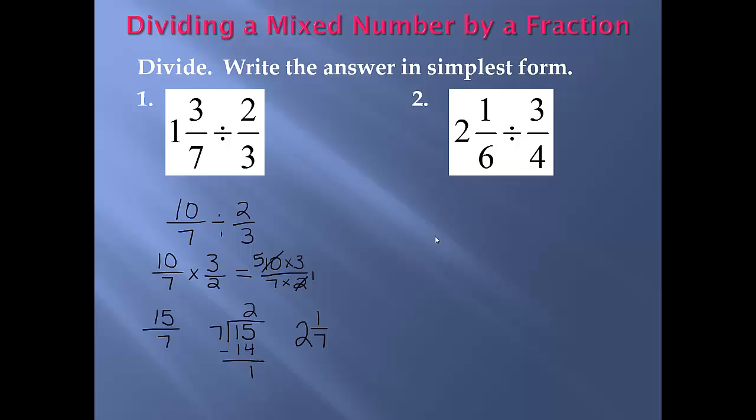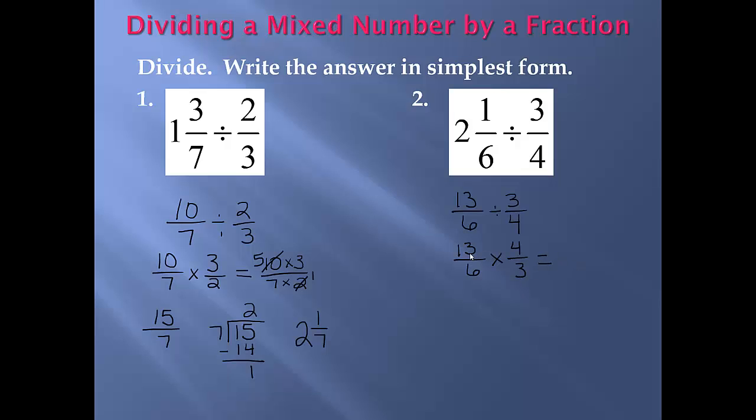Now for number 2, we have 2 1/6 divided by 3/4. Our first step is to convert 2 1/6 into an improper fraction. So we have 6 times 2, which is 12, plus 1 is 13. So we will have 13/6 divided by 3/4. Now when we divide fractions, we keep the first one the same, so 13/6, and then we multiply by the reciprocal. The reciprocal of 3/4 would be 4/3.